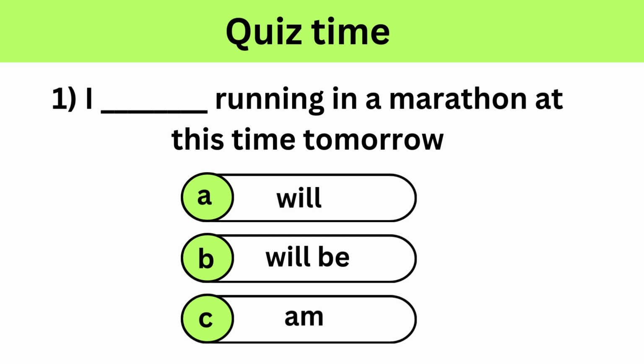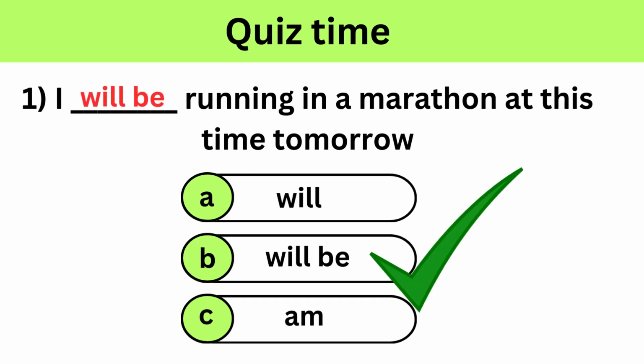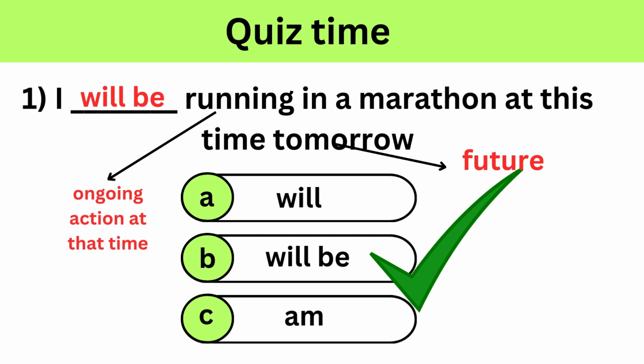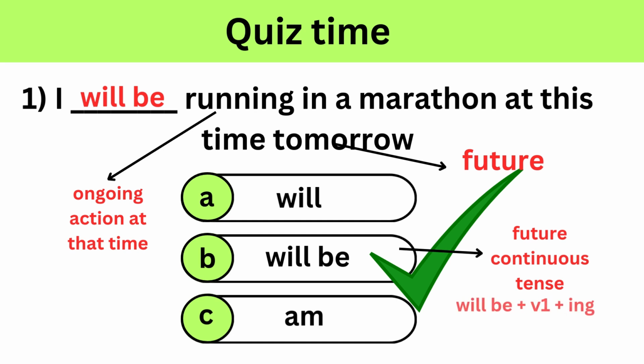Question number 1. I dash running in a marathon at this time tomorrow. Option B: I will be running in a marathon at this time tomorrow. Here, the phrase "at this time tomorrow" indicates a specific time in the future and "running" describes an ongoing action at that time. Therefore, the future continuous tense is formed by "will be" plus the base verb V1 plus "ing": running.